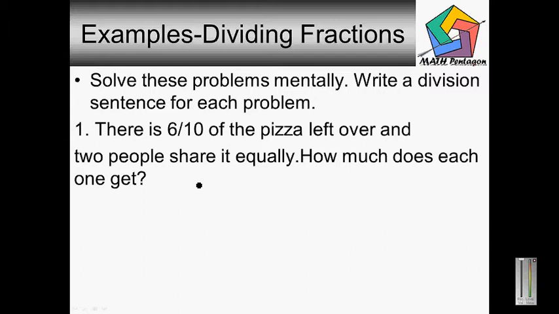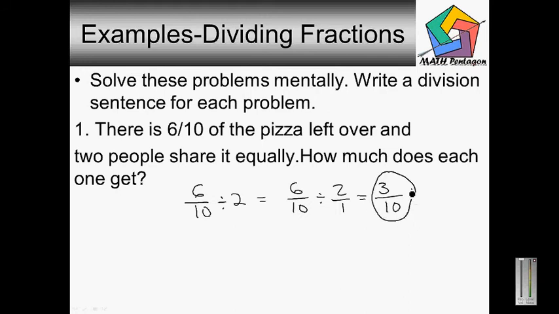So we would write out the fraction, let's say 6 over 10, and we have 2 people that share equally, so we divide that by 2. So basically you would do it this way: 6 over 10 divided by 2 over 1. So 6, we look at the numerators first. 6 divided by 2 is 3, and 10 divided by 1 is 10. So our final answer to this would be 3/10. So that's how much each one gets. So 3 over 10 is our final answer.